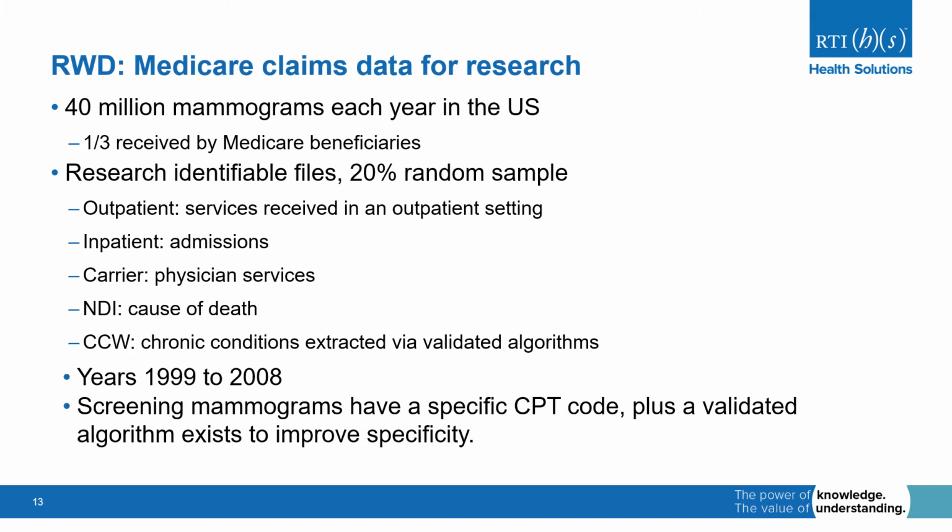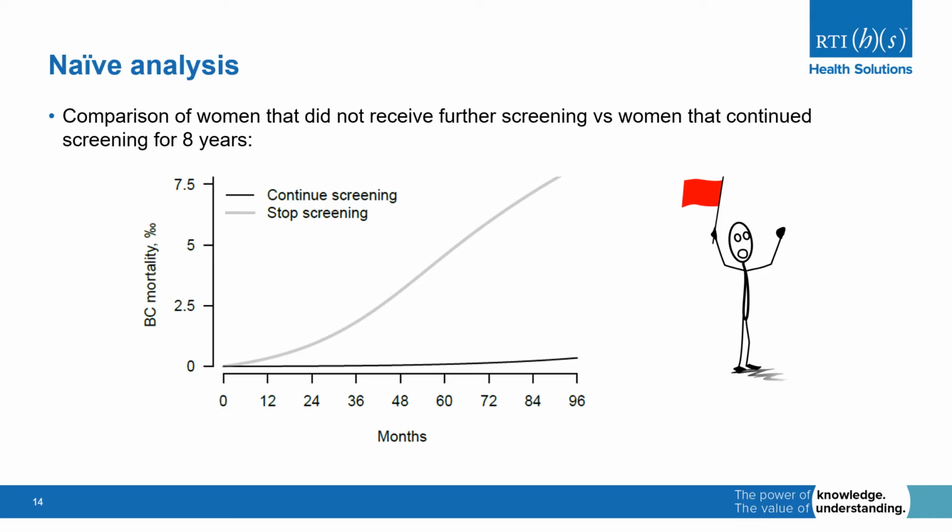Okay, so you might be thinking, well, you have your research question, you have your data. Why don't you just compare women that receive screening for 8 years with those women that didn't receive screening for 8 years? Well, because you would be running into an immortal time bias. You would find, and this is a real analysis, I actually did that analysis, this huge protective effect of continuous screening for 8 years. Because if you just compare women that receive screening for 8 years, by definition, they were alive for 8 years. They didn't die because of breast cancer. So mortality there is close to 0.